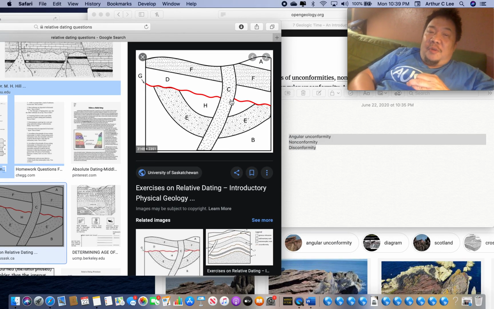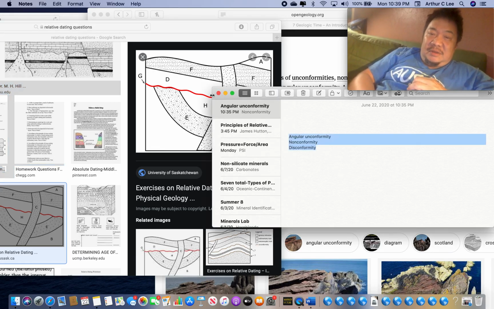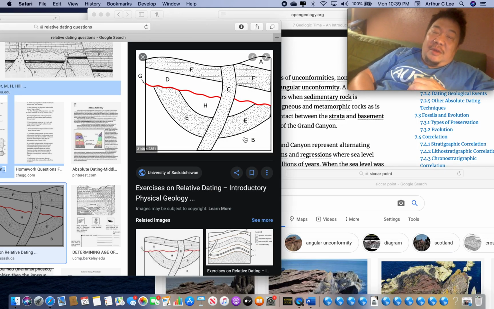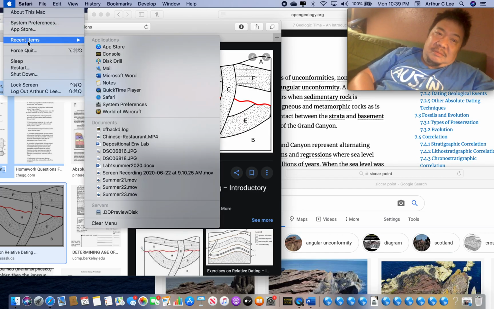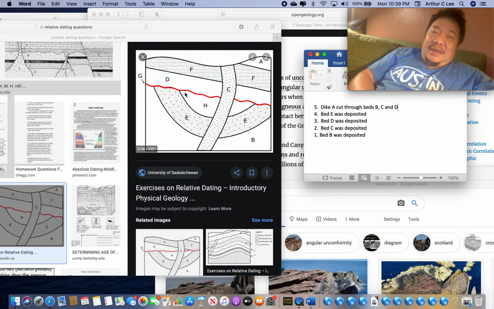Now we got an unconformity here. First, tell me what kind of unconformity this is. Do you have sedimentary rocks above and below? Yes. Are they dipping or tilting in different directions above and below? Yes. What type of unconformity is this red line? It is an angular unconformity, right? This is an angular unconformity. Let's evaluate this situation. G here is an angular unconformity.